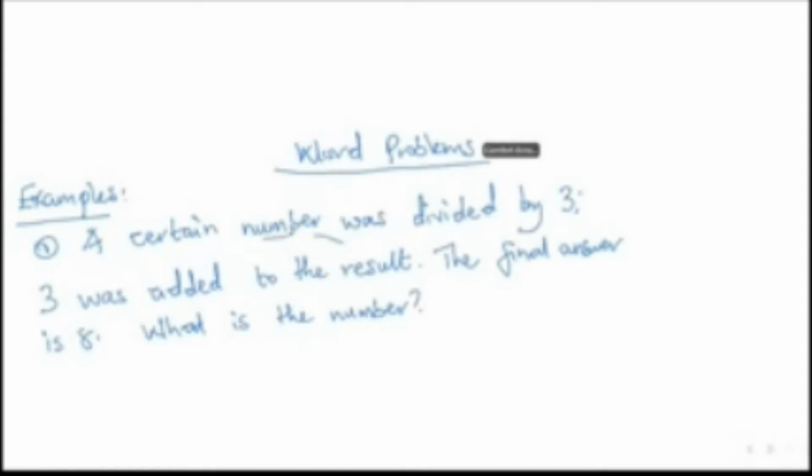A certain number was divided by 3. 3 was added to the result. The final answer is 8. What is the number? So what is the certain number?